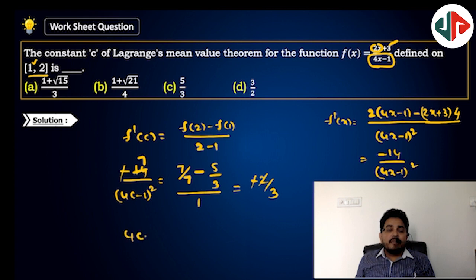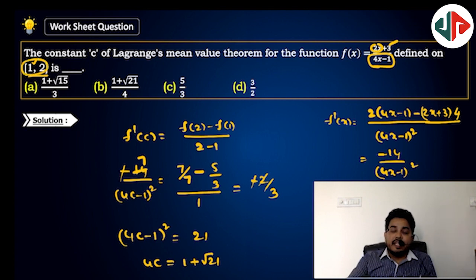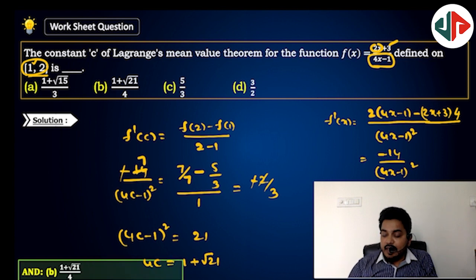So (4c minus 1) whole square is equal to 20. So 4c is equal to 1 plus root 21. Why am I not taking minus? Because I need the interval 1 to 2. So you will be getting the answer as B for this question.